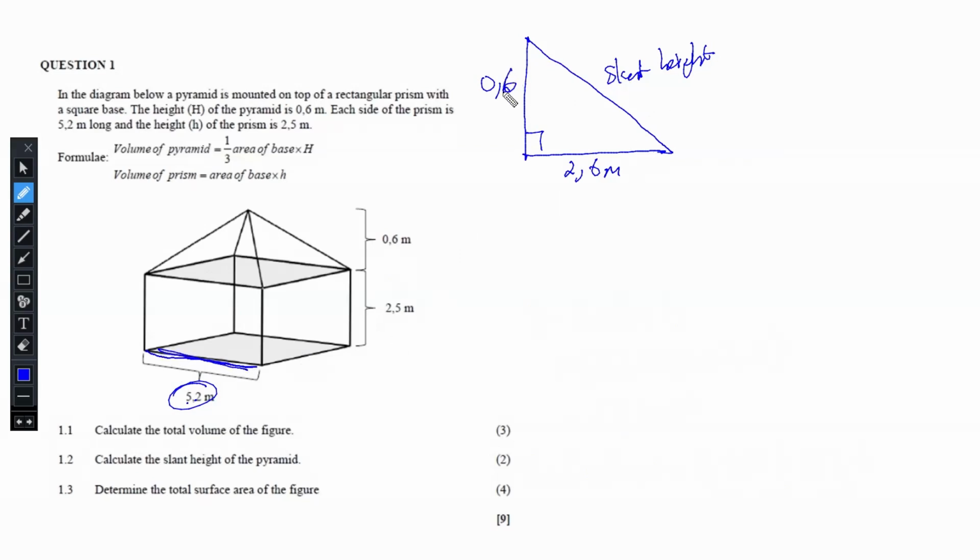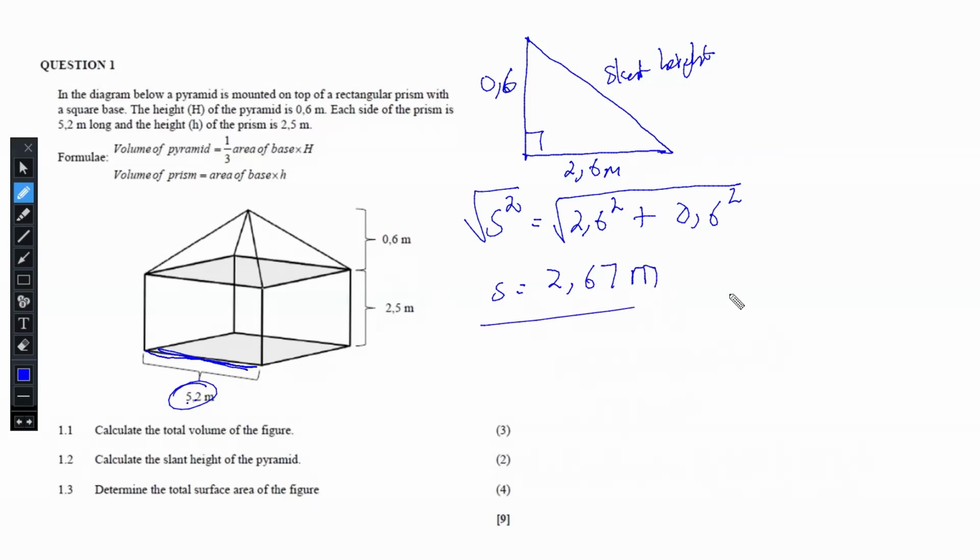Then we have 0.6 as our height, 2.6 as our base. For the slant height, we'll say s squared is equals to 2.6 square plus 0.6 square. Then obviously put this inside the square root. Then your slant height is equals to what? 2.67 meters. Right, so 2 marks, that's all you needed to do.